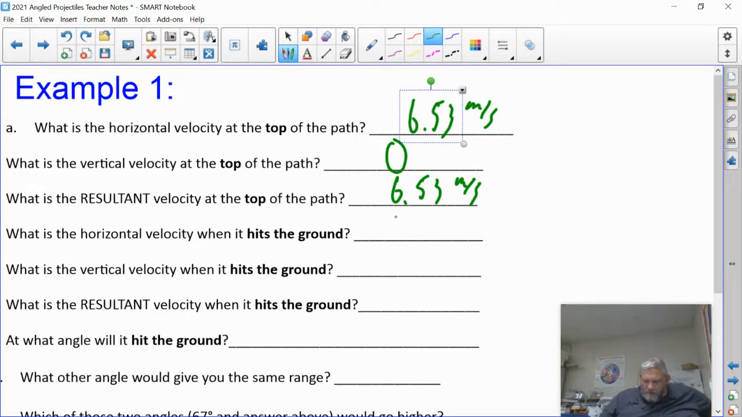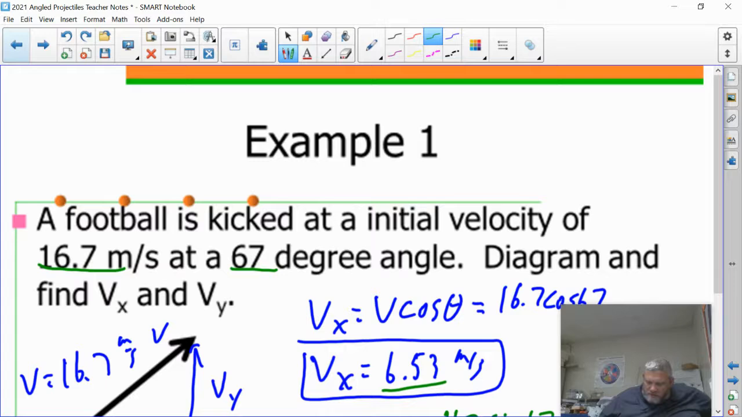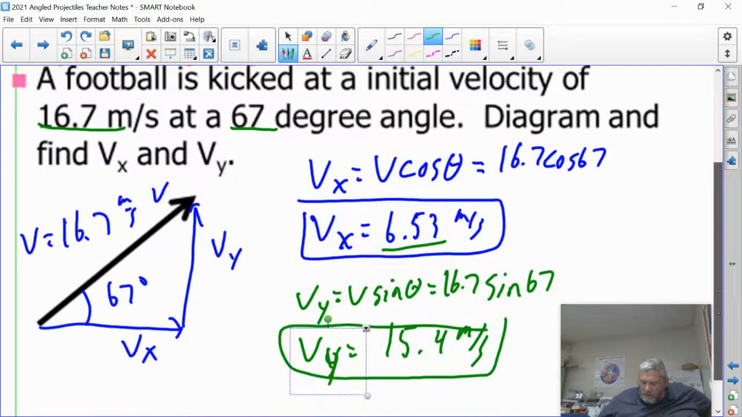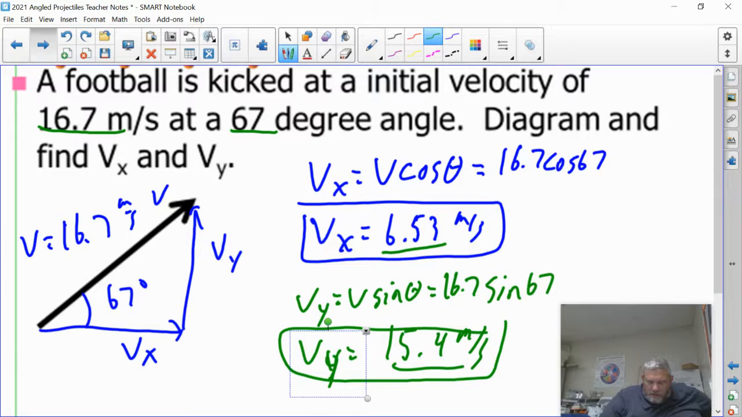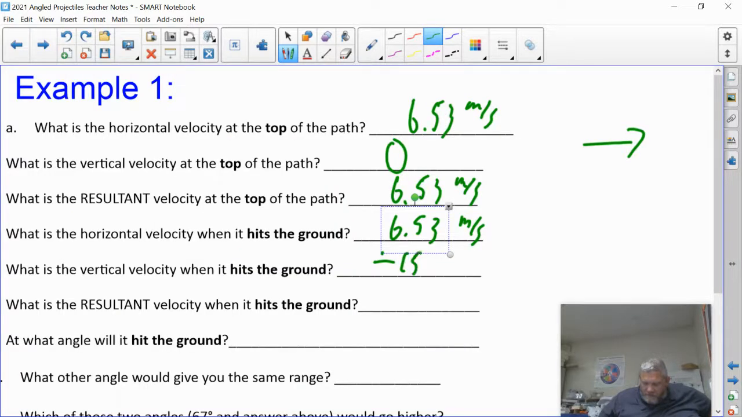When it hits the ground, the horizontal velocity is still going to be 6.53 because it hasn't stopped moving. It keeps moving in the x direction and never changes. The vertical velocity when it hits the ground is going to be the opposite of when it launched. When it launched, it was going at 15.4 meters per second. So this is going to be negative 15.4 meters per second, downwards. And the resultant velocity is going to be 16.7 meters per second.